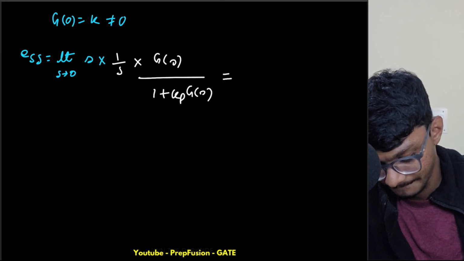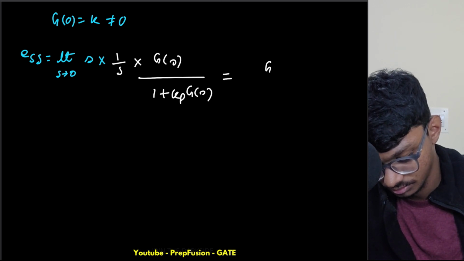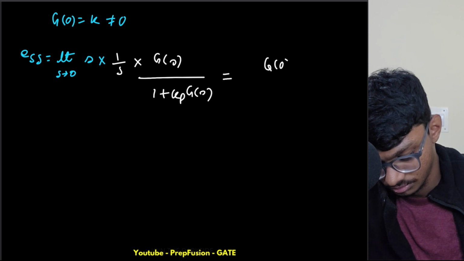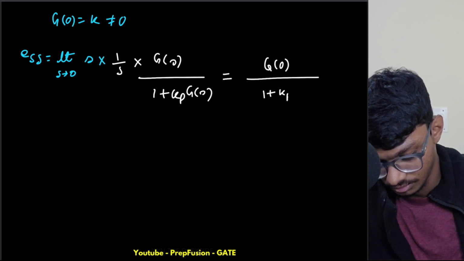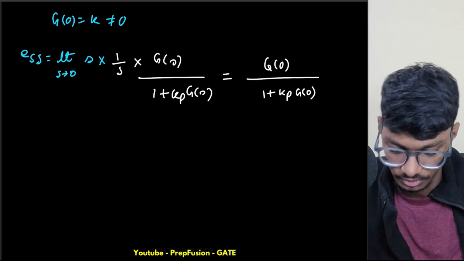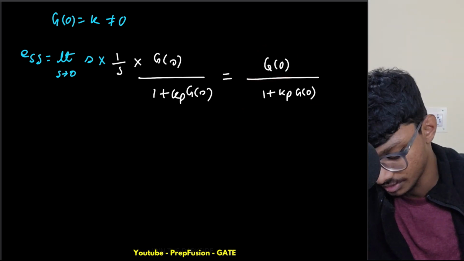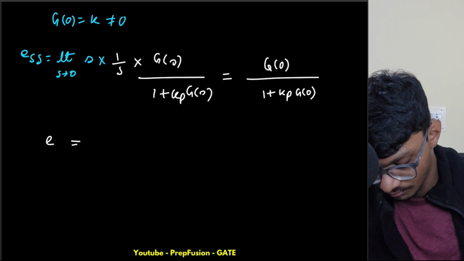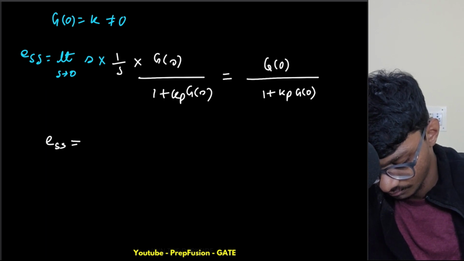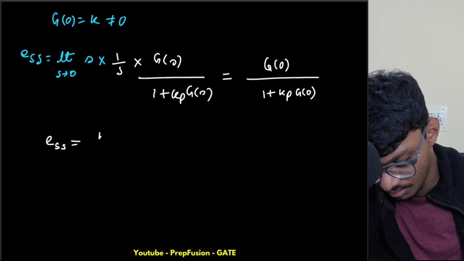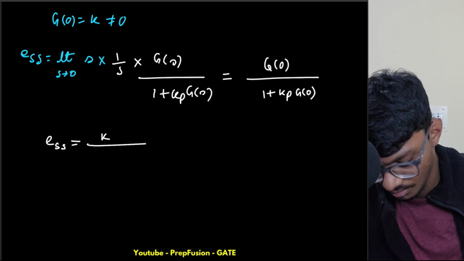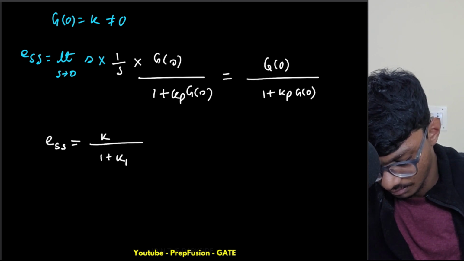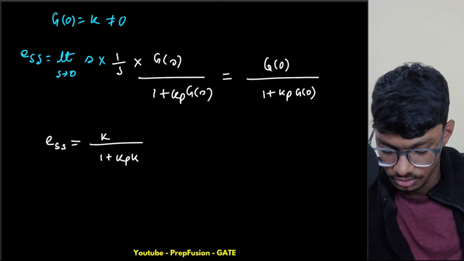So this will be G(0) divided by 1 plus G(0). Okay, so G(0) by 1 plus G(0). Now G(0) is K, so my steady state error will be K upon 1 plus Kp K. Okay, so this will be my steady state error.